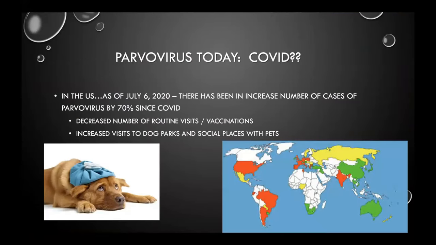So what is parvovirus? In the U.S., as of July of 2020, there's been an increased number of cases since COVID. It was kind of interesting that the coronavirus pandemic has caused an increased number of cases. And we think initially it was a decreased number of routine visits or vaccines. I guess the first 6 months of the pandemic, people just stopped going places, just in fear of anything. And so there was an uptick in actually parvovirus cases.